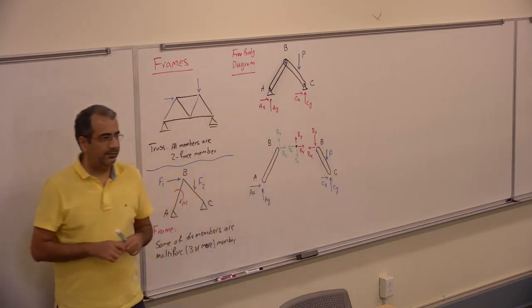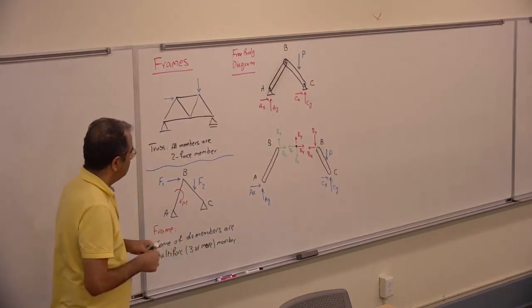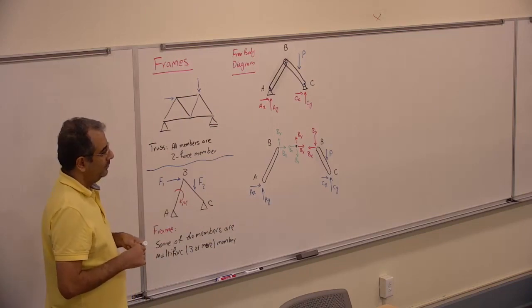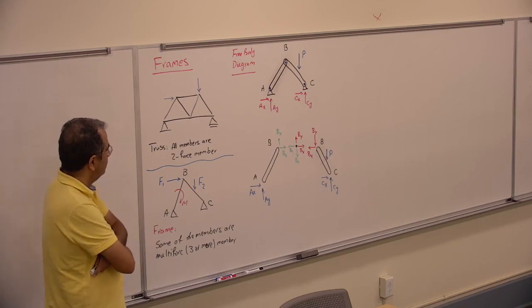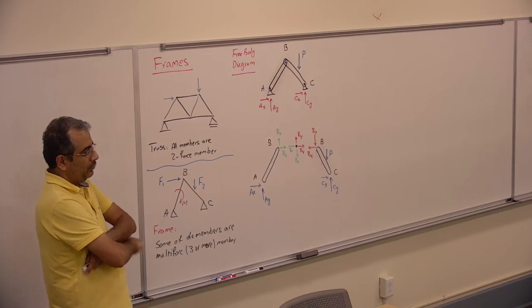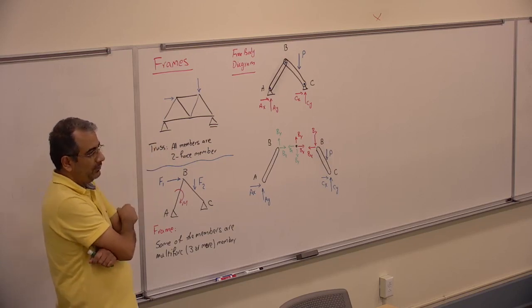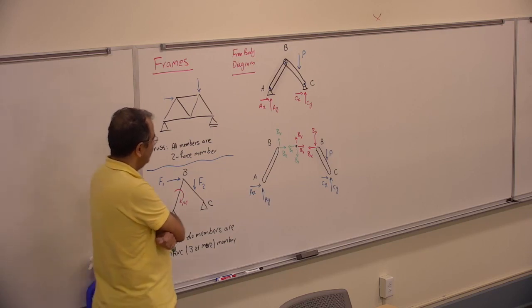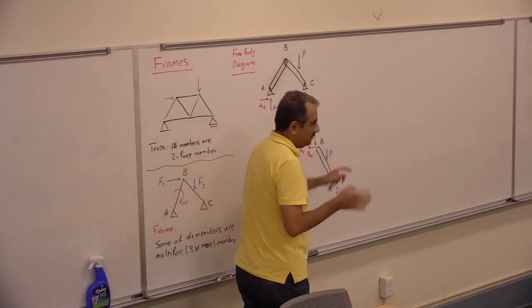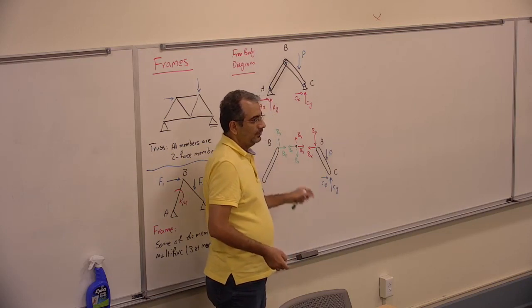So now, how many unknowns do I have after I open it up? Total, okay, 6. So 2 at the support A, 2 at the support C, and 2 at the joint. So it's going to be 6. The P is known, it's an external force. So 1, 2 here, 3, 4, 5, 6.